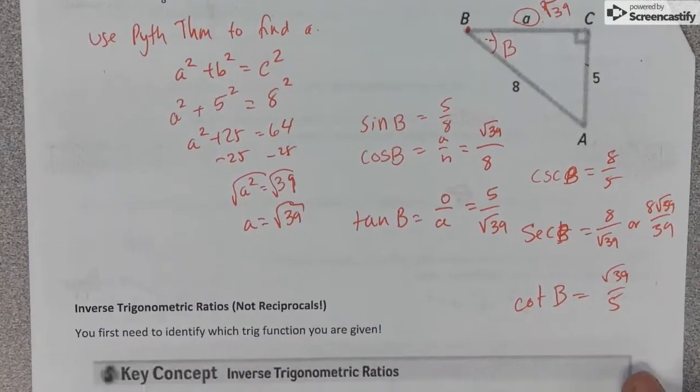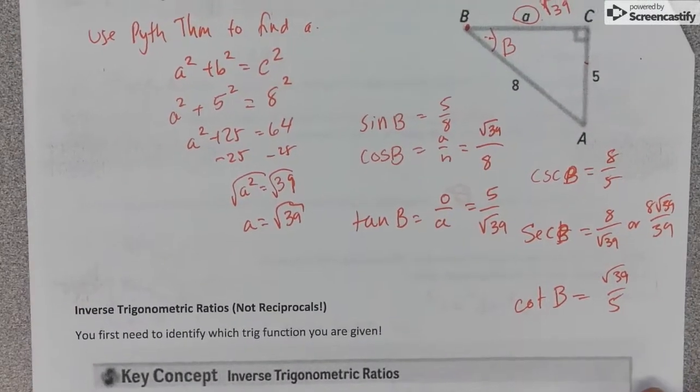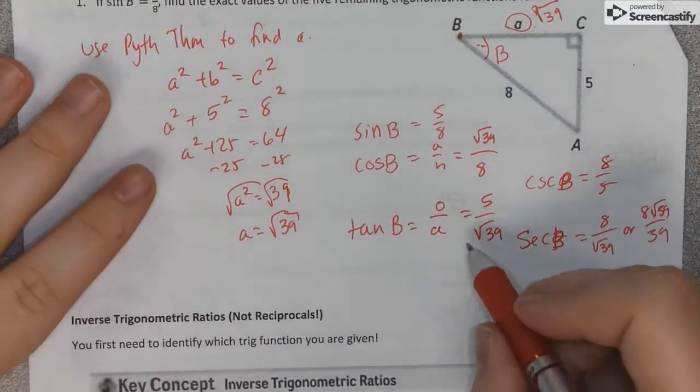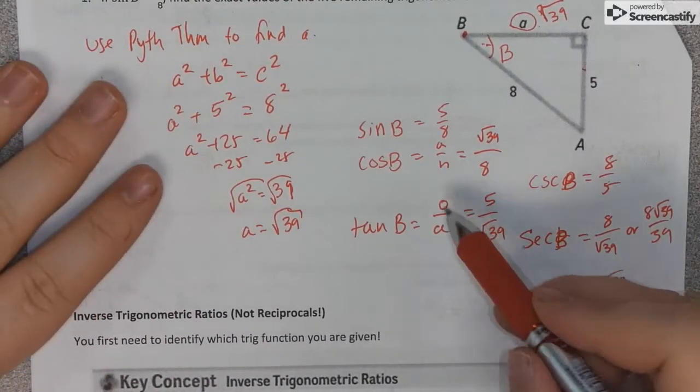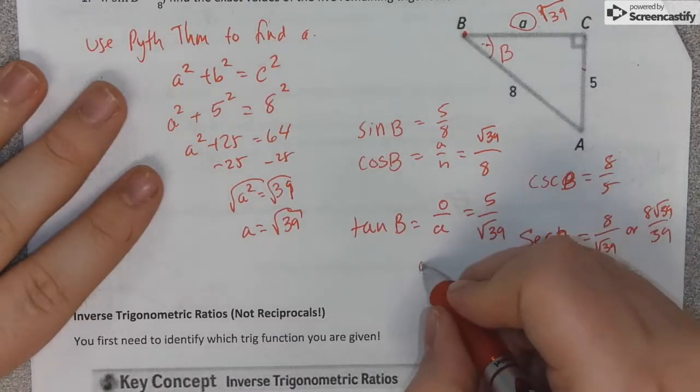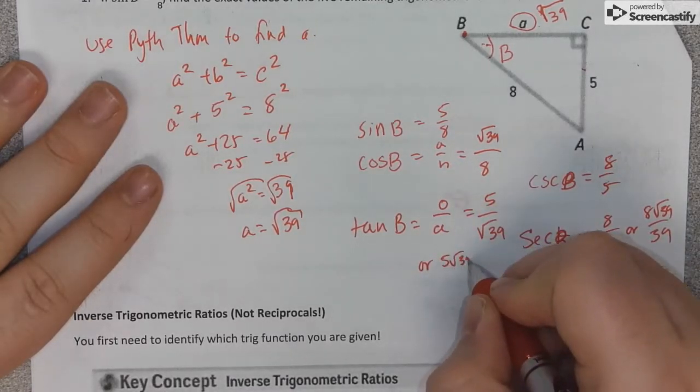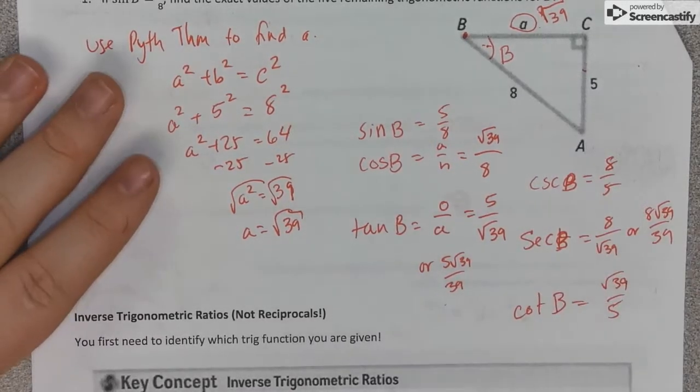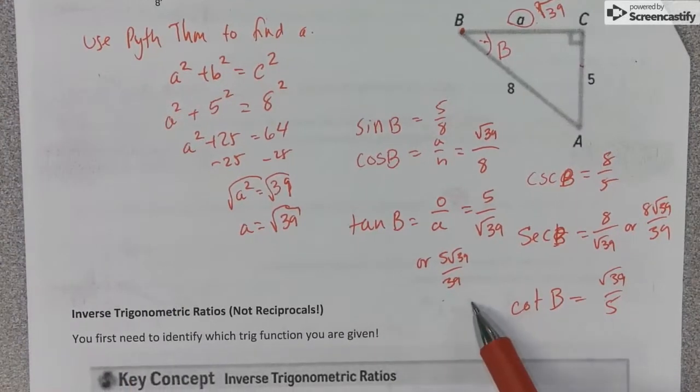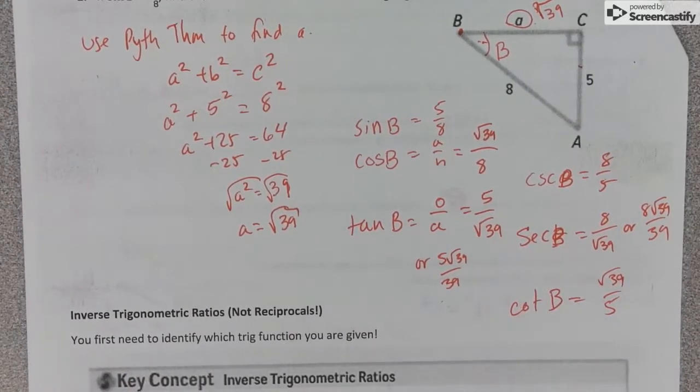So these are your 6 trig functions for this triangle. And I'll tell you, just for tangent, you could have 5 over root 39, or you could have 5 root 39 over 39. Either one of these is acceptable. The preferred answer is the bottom one, but if you got to the top, that would be okay.